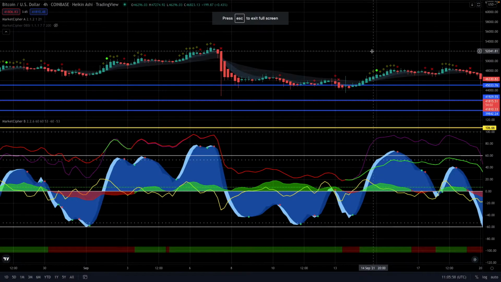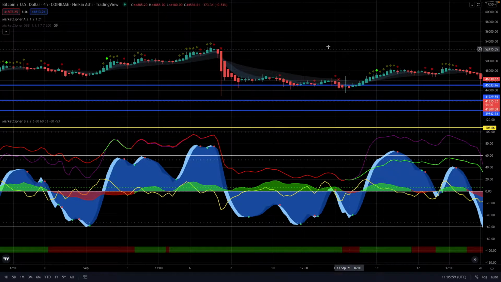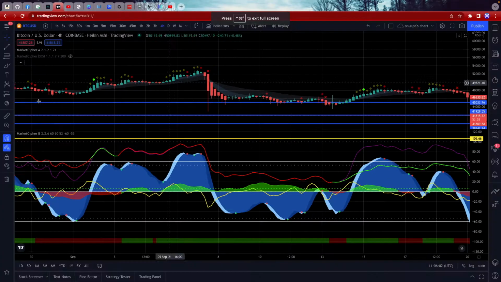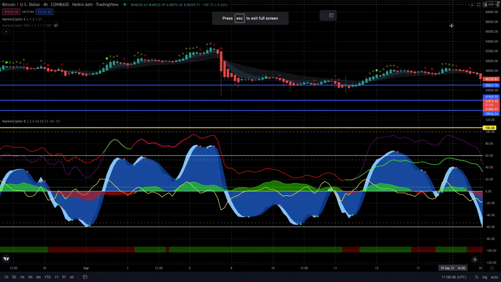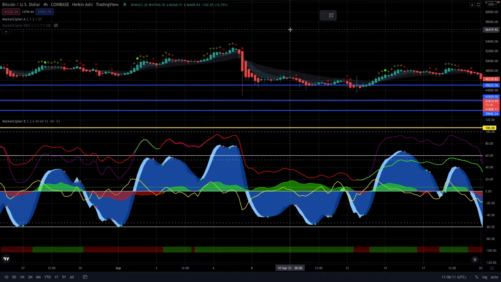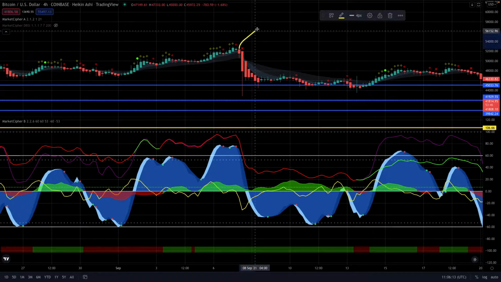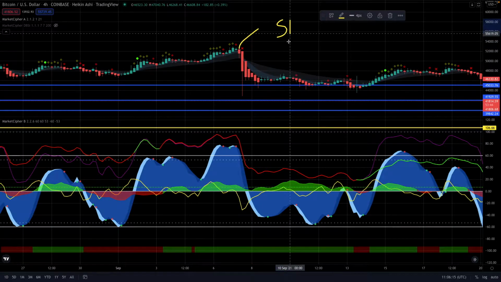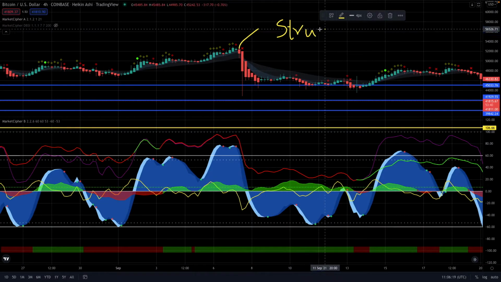Let's go back testing using Market Cipher, using all these waves and oscillators together, and how I will backtest using them as my reference script. As we all know, Market Cipher is made up of two structures. We have structure A and we have structure B.